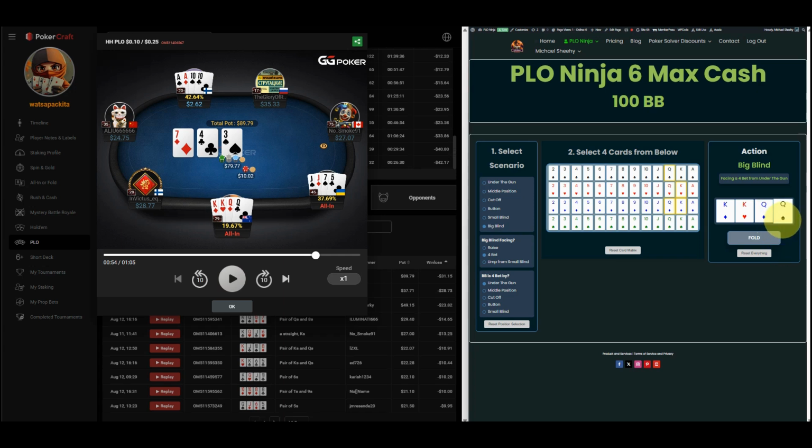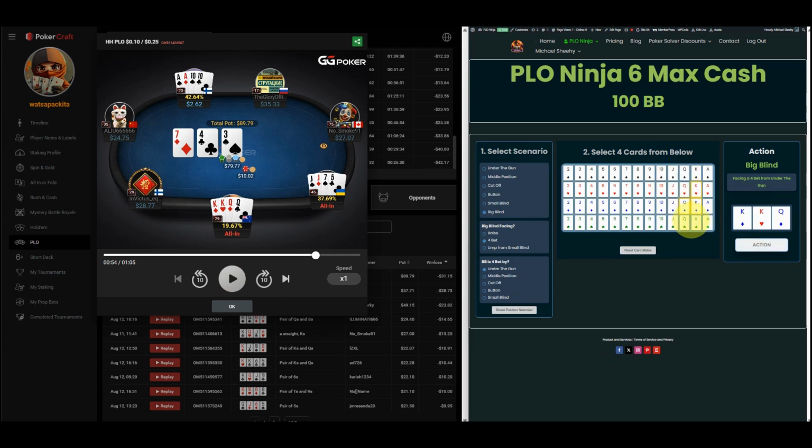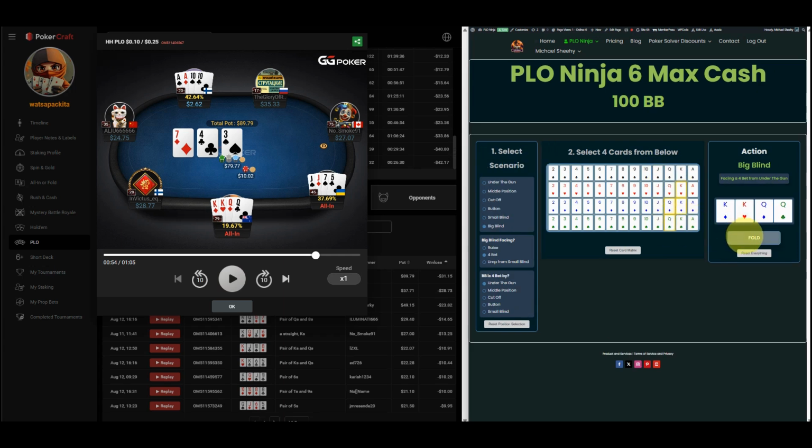Again, I've got the wrong suit here. It's not going to make any difference. That's going to be Queen of Clubs. And it's still a fold. Okay, now facing two players, whether it's a fold, it's another story. So not quite able to really dig into that in PLO Ninja. Maybe another time I'll have a look in PLO Genius. All right, let's move on to the next one.